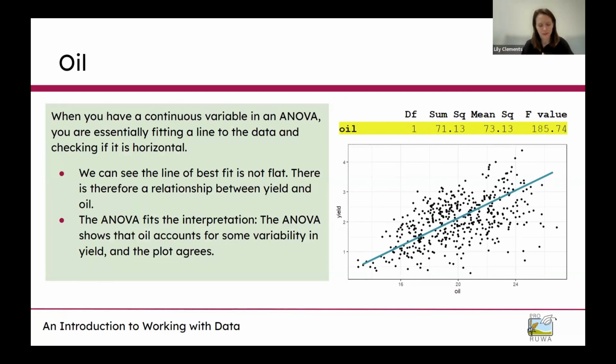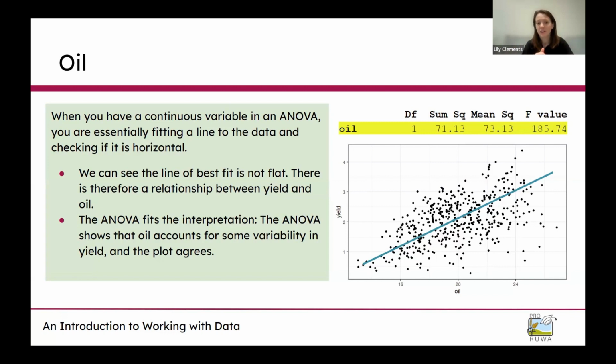So what we're going to do is really dig in here. Let's look at oil first, and what this means for oil in an ANOVA versus a visualization of oil against yield. We can see from a table here that we fitted oil in our ANOVA, and this gives 1 degree of freedom, which makes sense because it's a numeric variable. The F value is 185.74, which is much greater than 1, implying that oil accounts for a large amount of variability in yield. This completely aligns with what we see when we plot oil against yield.